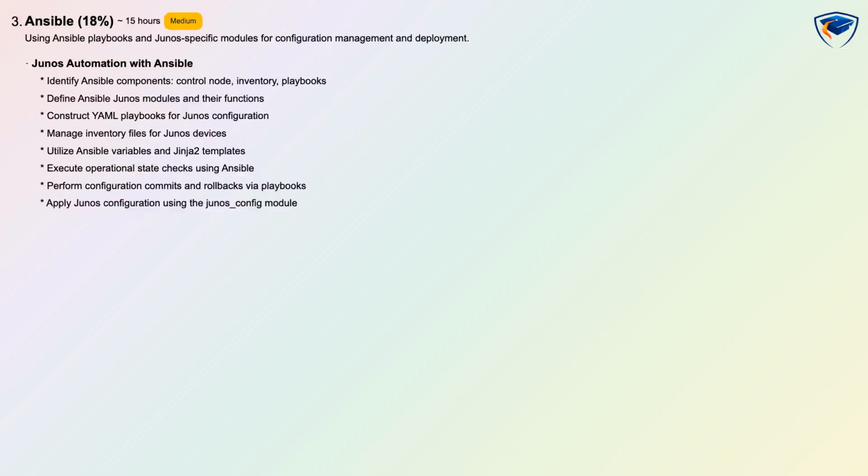Ansible also accounts for 18% and is rated medium difficulty with roughly 15 hours of study and a scenario-based assessment focus. You will learn Ansible components like the control node, inventory, and playbooks, and how Junos specific modules function for operational and configuration tasks. Expect to build YAML playbooks, manage inventory files, use variables and Jinja2 templates, run operational checks, perform commits and rollbacks, and apply Junos configuration using the Junos config module.